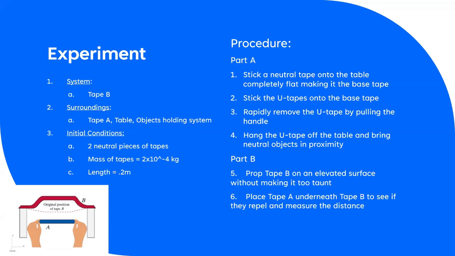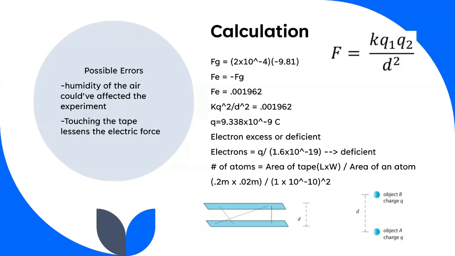So for the procedure, we stuck a neutral tape onto the table. We then created charged tapes by sticking them onto the base tape and rapidly removing them. We then hung the tapes off the table and we brought objects in close proximity to see if they would repel or attract them. And then in part B, we propped tape B up on an elevated surface and then we placed tape A underneath tape B to see if they would repel and we measured the distance.